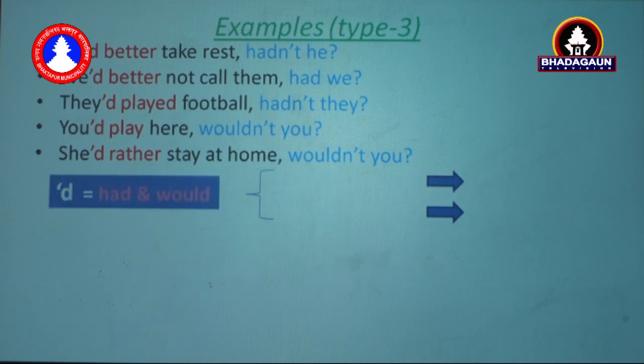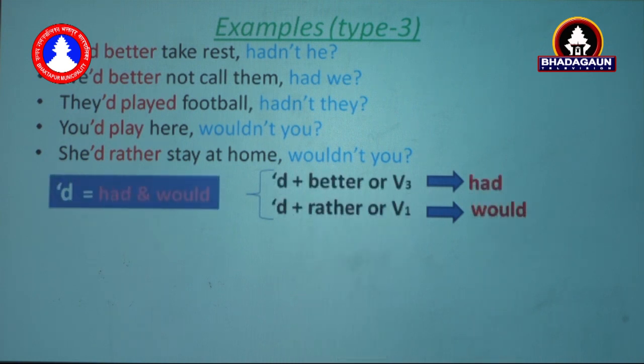we have the next rule. Apostrophe D means that can be had or would. That can be had also, that can be would also. So how do you recognize whether that is had or would? So here is the rule. Apostrophe D, then the word better or verb 3 is used, that is had. Apostrophe D, then rather or verb 1, that is would.